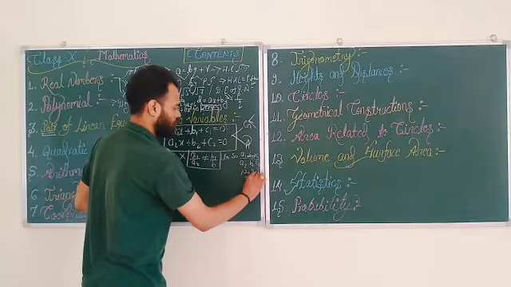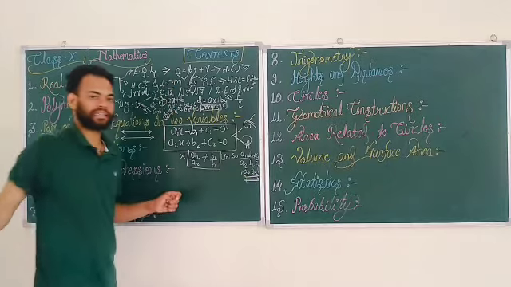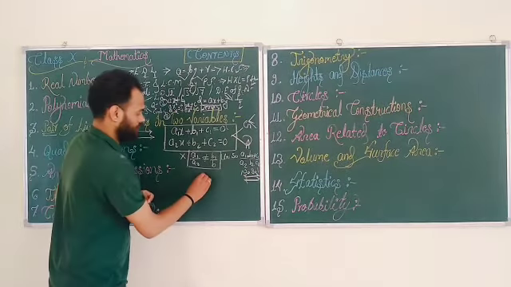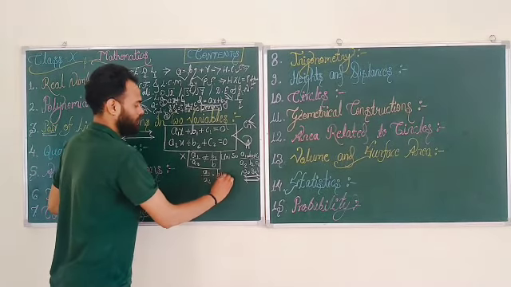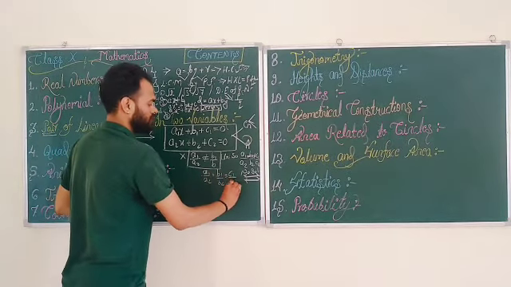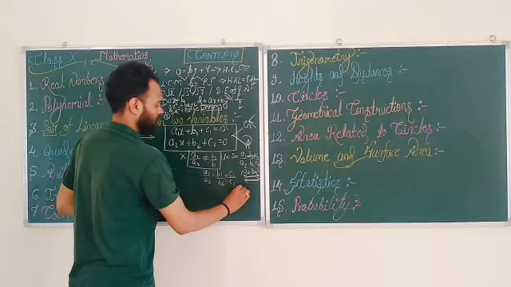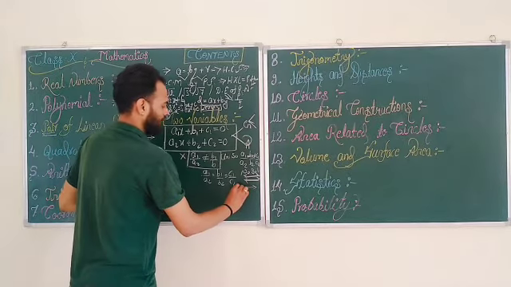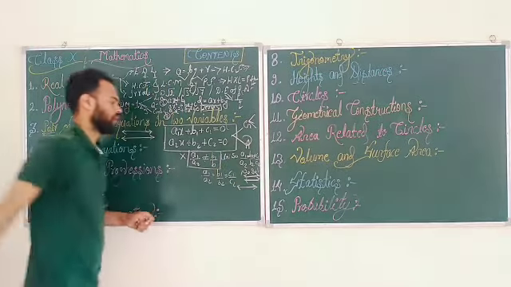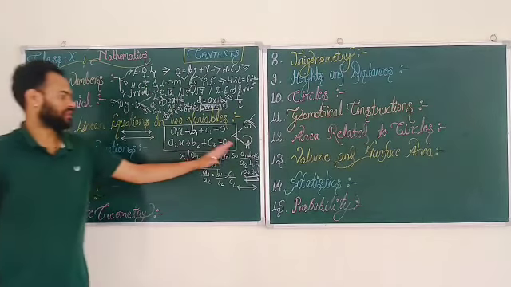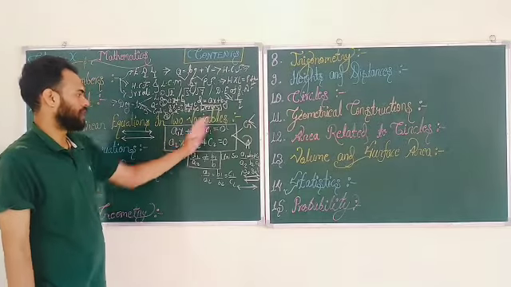In case of no solution, they are parallel to each other. And the third one is a1 upon a2 is equal to b1 upon b2 is equal to c1 upon c2. Then in this case, they are coincident. The lines are coincident. That means they lie on each other. These are the three relations we will study under the graphical method.